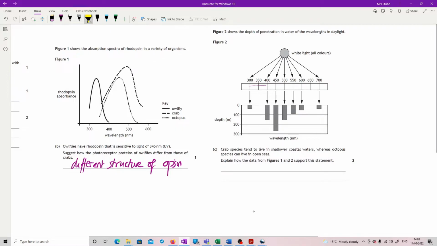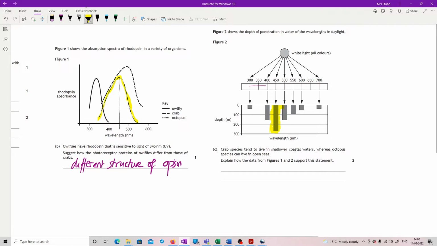Okay, right, well, let's have a look here. So our octopus is the dotted line. So we can see that the octopus has its maximal absorption, if we take this down, somewhere around about 450 nanometers. Okay, so its maximal absorption is here. And when you look at that, this is at 450, you have got the wavelength of light which is actually penetrating the furthest, actually below 200 meters. Okay, so that's only half of it, because it's octopus and crab.